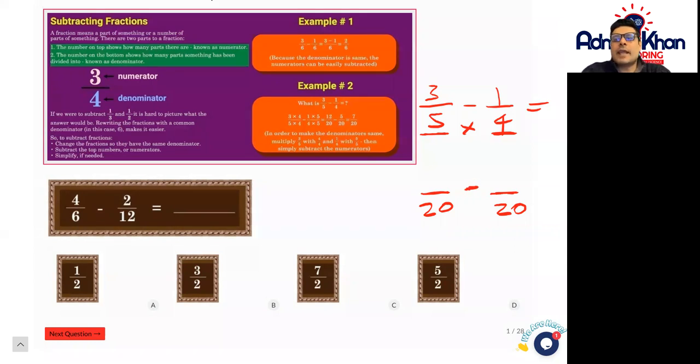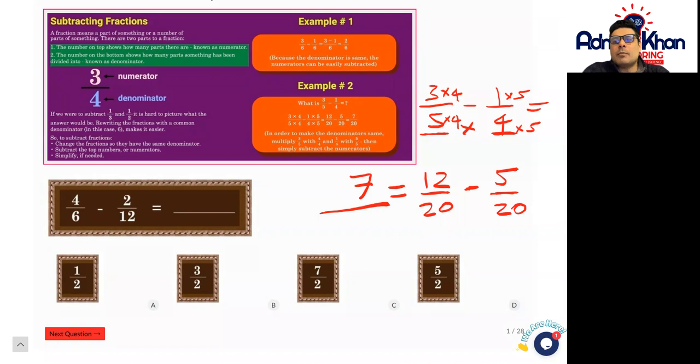We're just going to change the top numbers. So because 5 can go into 20 4 times, we're also going to multiply the top number by 4 as well. So 3 times 4 is 12. Because 4 can go into 20 5 times, so 4 times 5 is 20, we'll times the top number by 5, and 1 times 5 is 5. So that's how we change the denominators and the numerators. So let's just work this out now. So 12 take away 5 is going to give us 7.